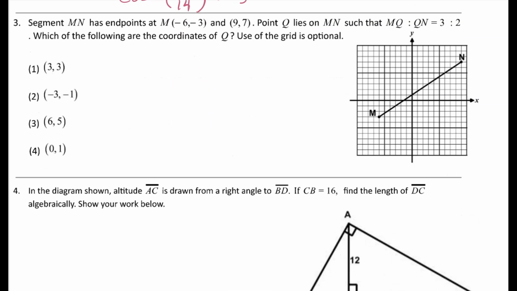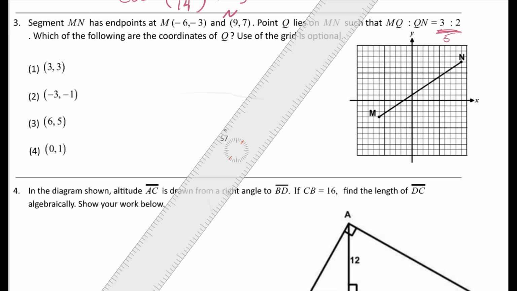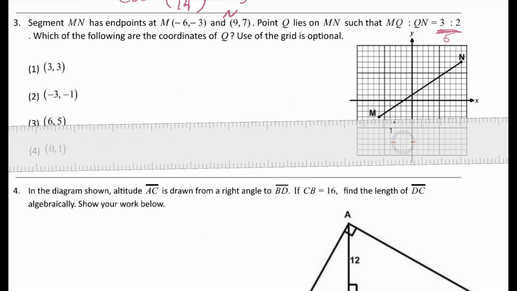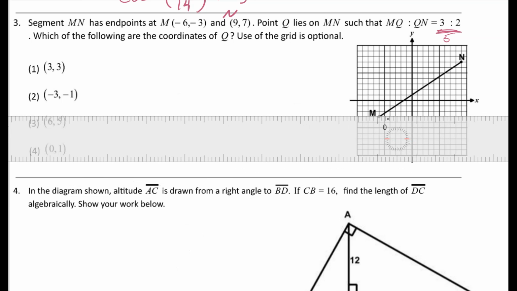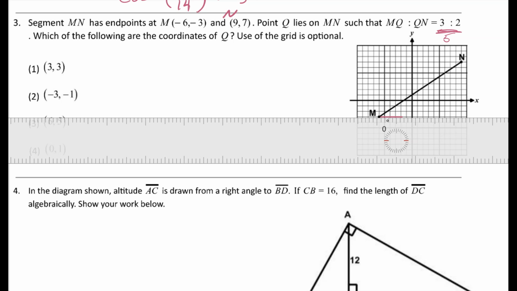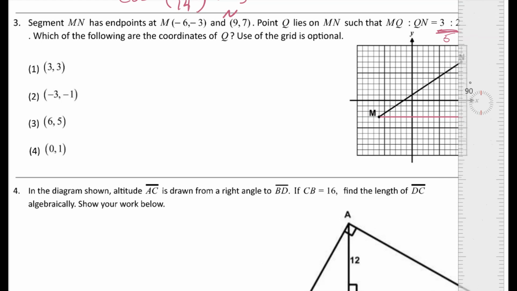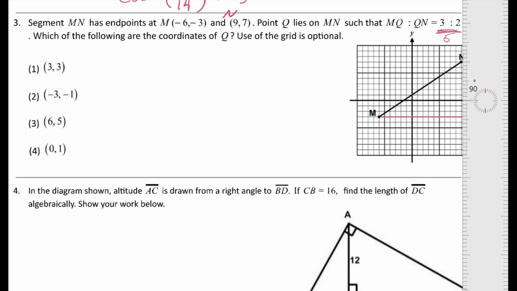Number 3. Segment MN has endpoints M at (-6, -3) and N at (9, 7). And I want to find a point Q on it such that it breaks it into a ratio of 3 to 2. Remember, that's 5 parts total. So the first thing I'm going to do is take my straight edge and make a right triangle out of this, because it's kind of hard to break up a diagonal segment, but a horizontal piece or a vertical piece is going to be a lot easier to deal with.